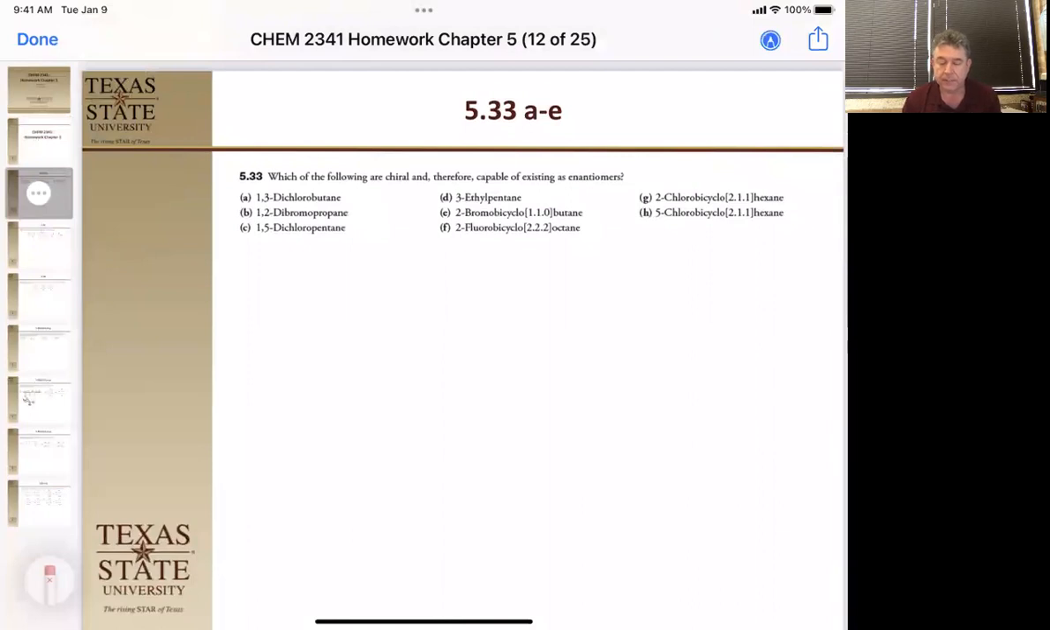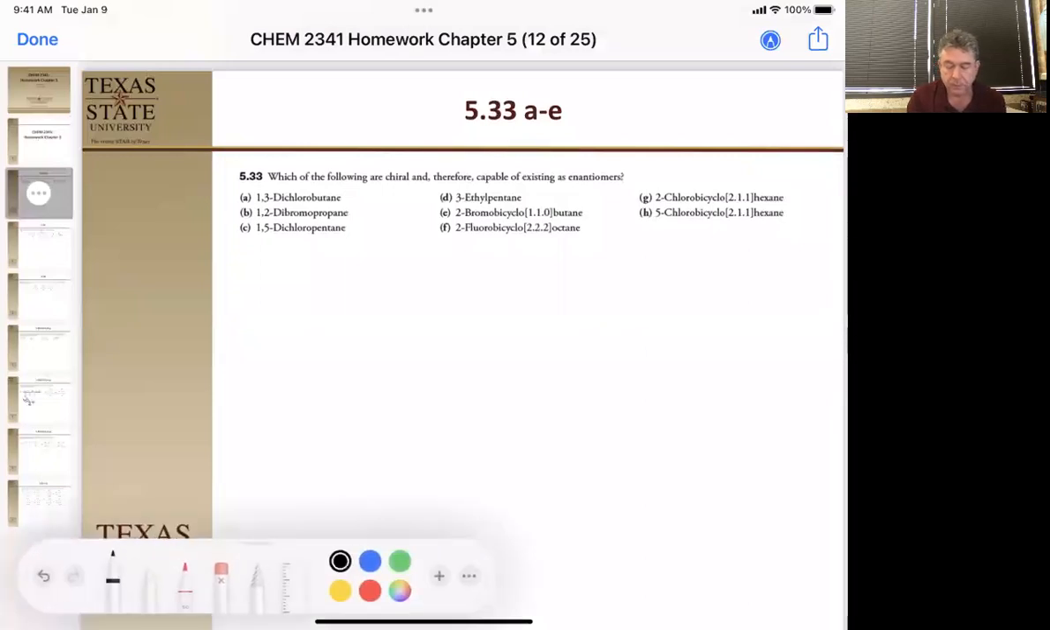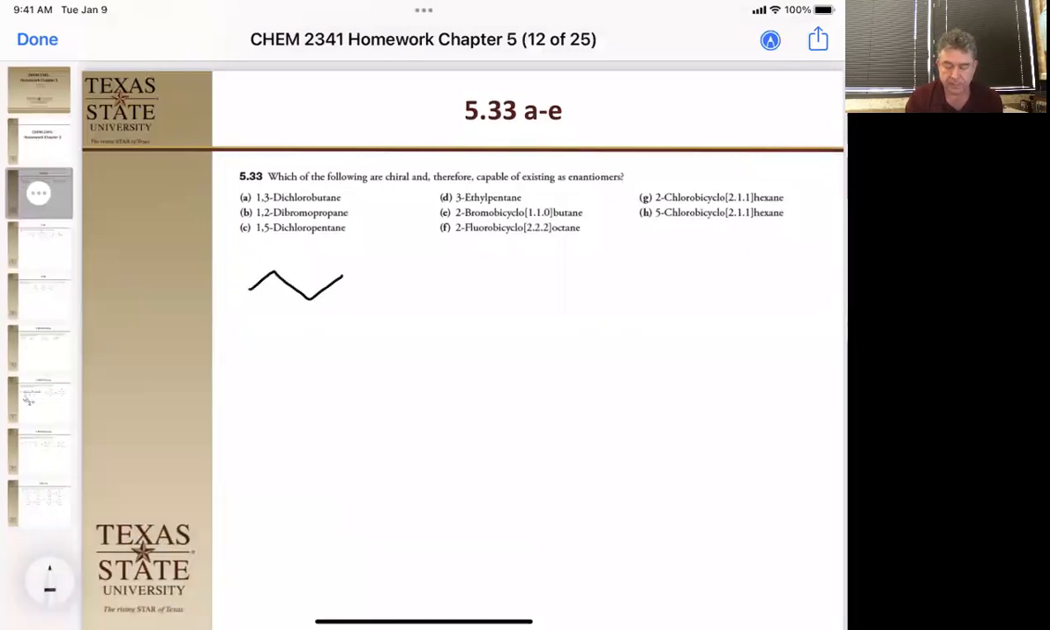When we have a problem like this, 33A, we want to draw out the compound and see if there are any chiral carbons. So we have dichlorobutane. Let's draw our butane, 1, 2, 3, 4, and then dichloro: one chlorine here, and the other chlorine there. This first carbon is not chiral because it has two hydrogens on it. But if we look over here, we can put a hydrogen here, and so we have 4 different things bonded to the number 3 carbon, and therefore the number 3 carbon is chiral.